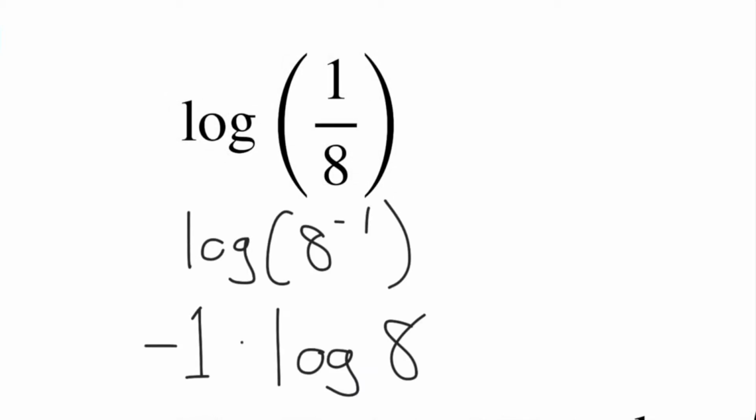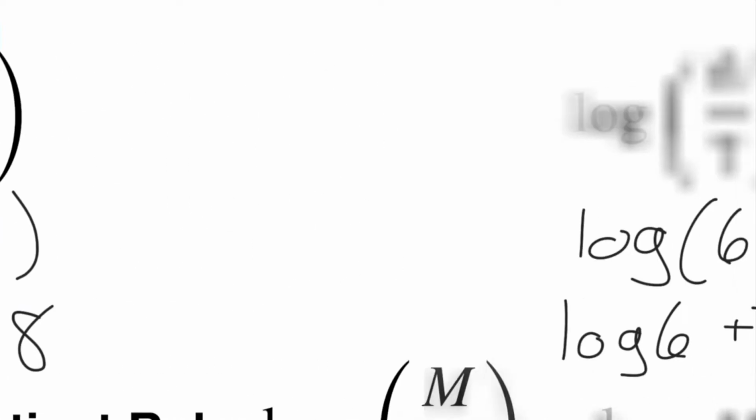Here we've got log of 1/8. Something else that I wanted to show you. Curious, if you had 1/8, remember that fractions are very related to negative exponents. So these are interchangeable. You can say 1/8 is the same thing as 8 to the negative 1. And now that we've written it as an exponent, you can actually bring this out to the front. An exponent on the inside turns into multiplication on the outside. So this becomes negative 1 times log of 8.